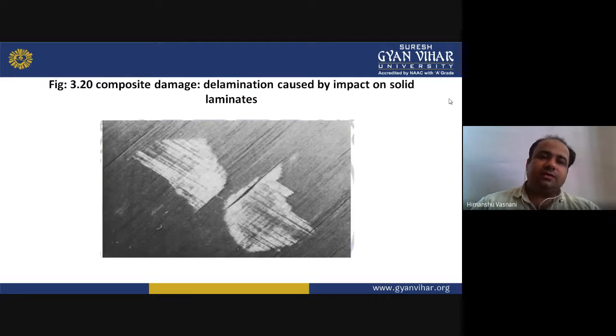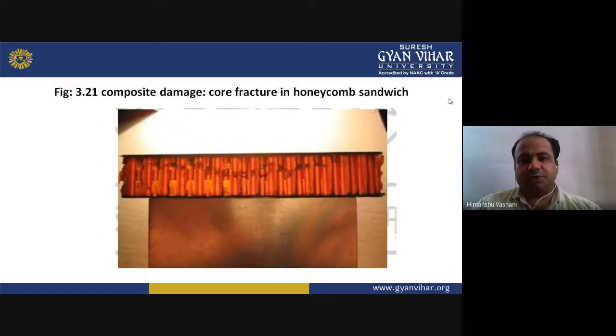Now you can see in this diagram it is also showing the composite damage, like delamination caused by the impact on solid laminates. Okay, this is how you can see the delamination portion shown here. And this diagram is just showing the core fracture in the honeycomb sandwich. So this is how they display the damage caused in composites.